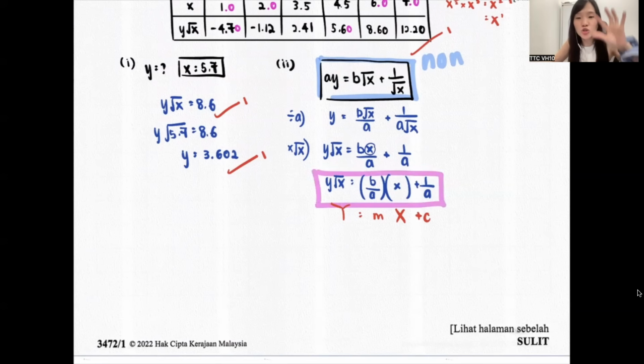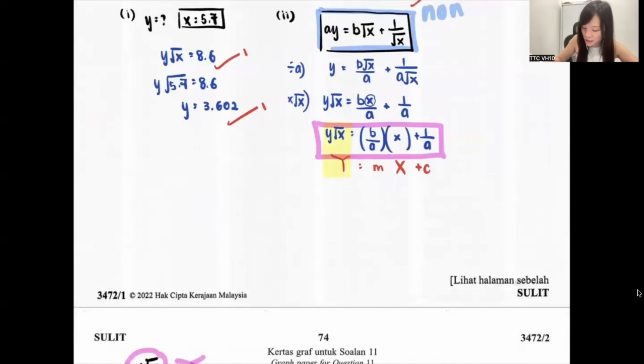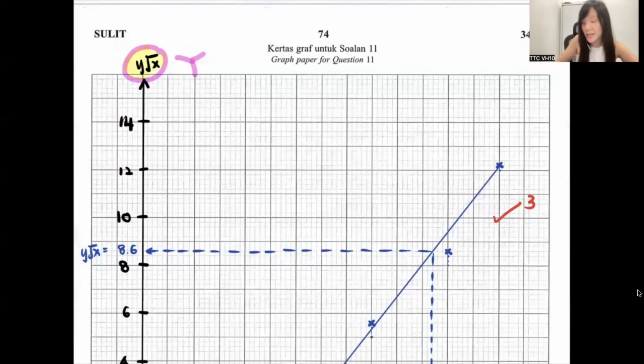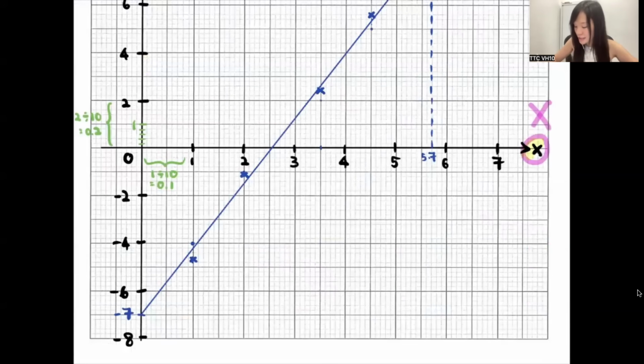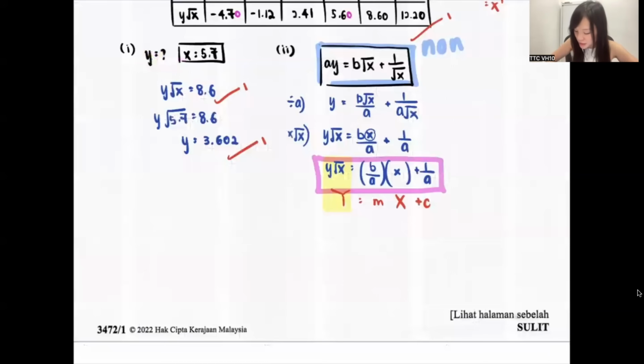This matches the graph. You must match the graph, only then you can use the graph. But I can double check for you just in case you don't understand. Your big Y is y sub X, so it looks exactly the same. And your big X is X, also exactly the same. So when the big Y is the same and the big X is the same, the rest should be the same as well. So gradient and B over A will be the same, and the C is the same as 1 over A.